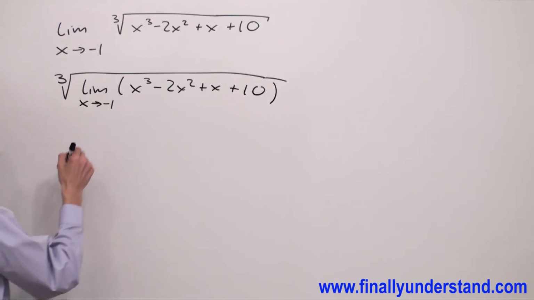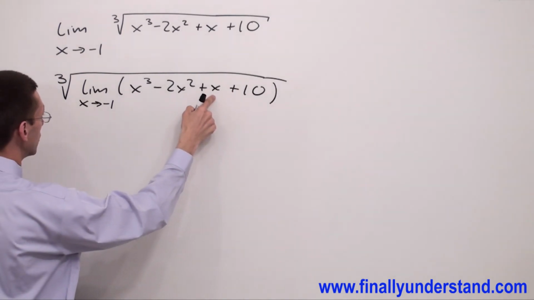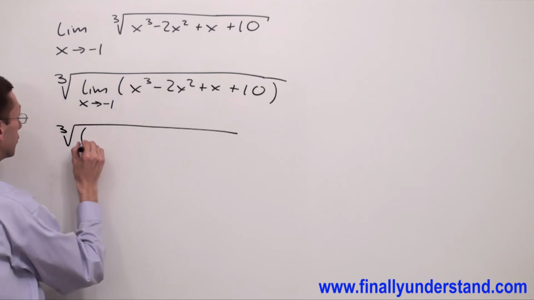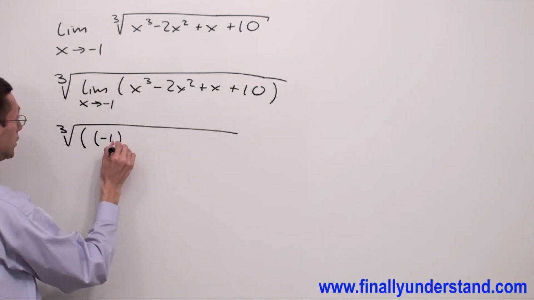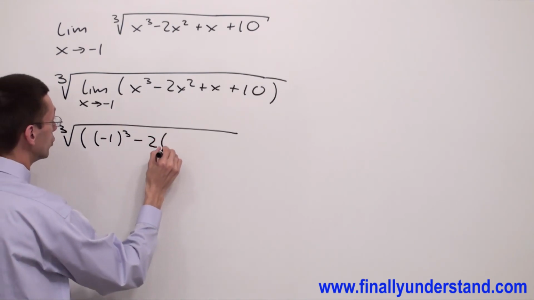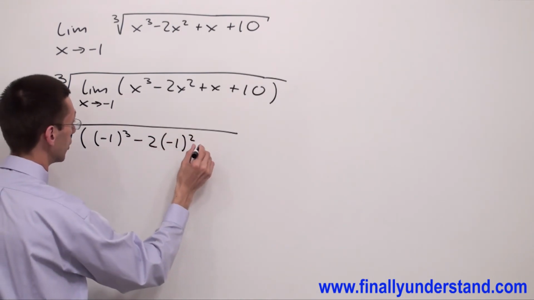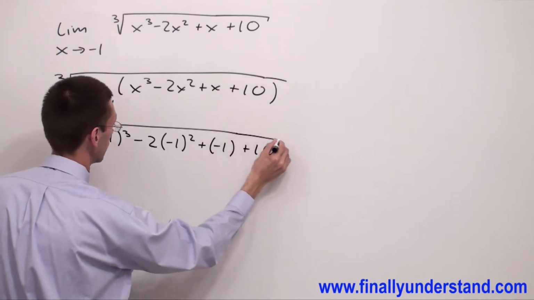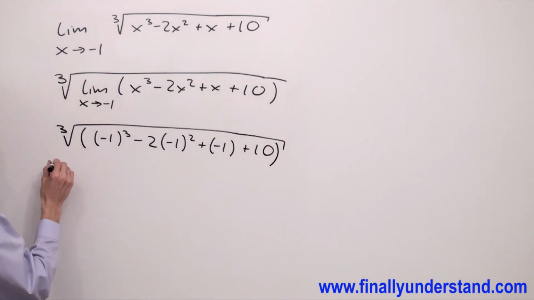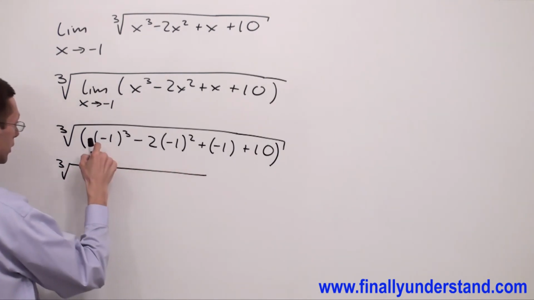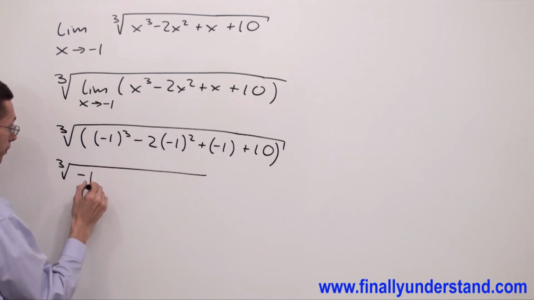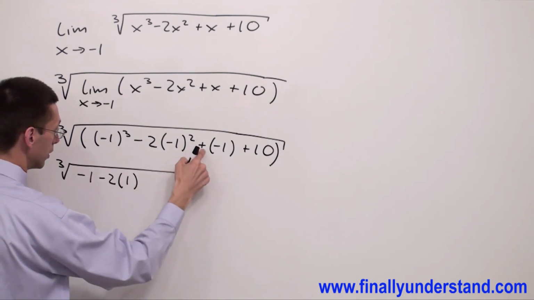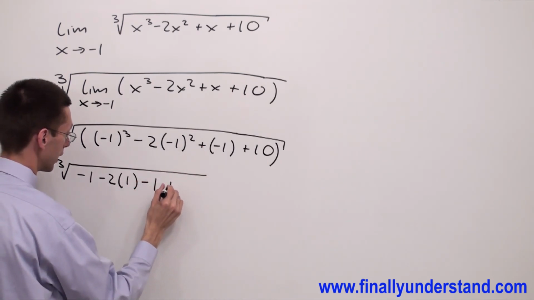Next, I'm supposed to replace every single x by -1, and I'm going to have the cube root of -1 to the third power minus 2 times -1 to the second power plus -1 plus 10. -1 to the third power is -1, minus 2, -1 to the second power is equal to 1, positive times negative is negative, plus 10.